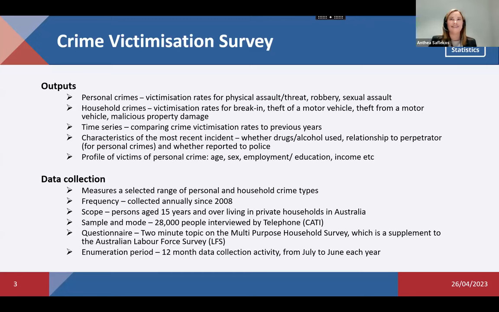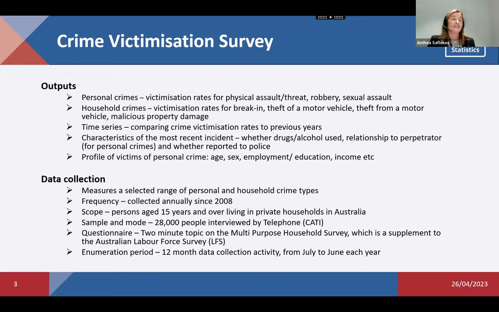So how do we run this survey? So as I mentioned before, this is run annually and it's been running since 2008. We interview people aged 15 years and over, although only people aged 18 years and over are asked a sexual assault question because of the sensitivity around that. It's a telephone interview and about 28,000 people are interviewed.